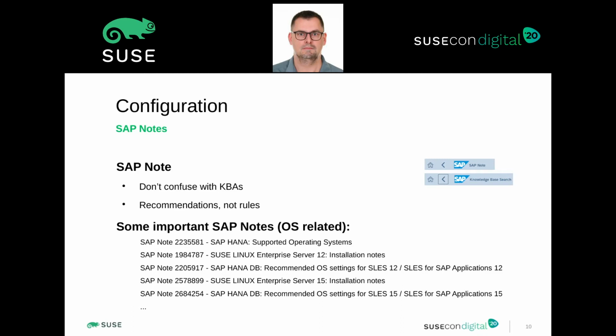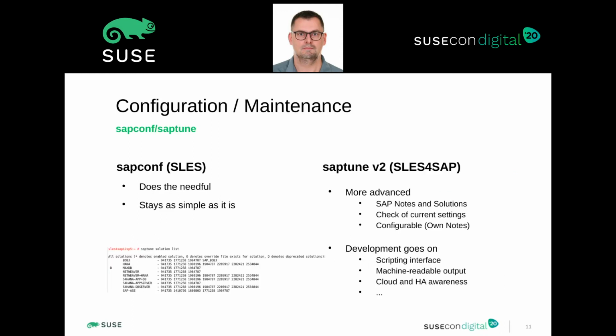I've listed here a few SAP notes which are important from the OS view. There are the installation notes for SLES 12 and SLES 15, and especially if it comes to HANA, the recommended OS settings, which are maintained by some colleagues from SAP at the Linux Lab. So just important notes there. I mentioned early on, on the operating system slide, that we ship different tuning or configuration software in SLES and SLES for SAP.